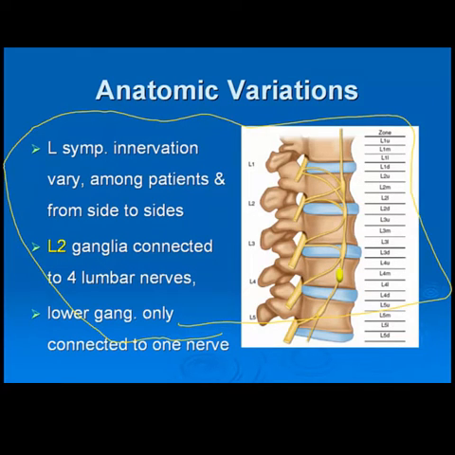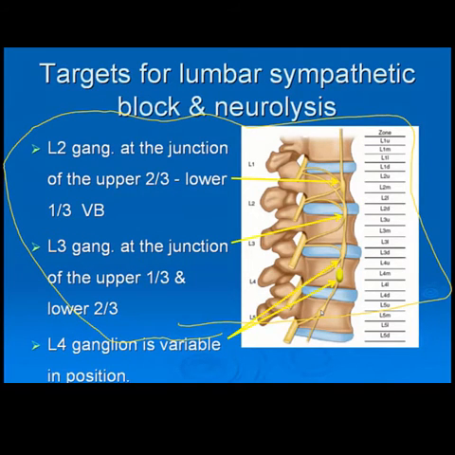The L2 ganglion is connected to the 4 lumbar nerves, while the lower ganglions are only connected to a single lumbar nerve. So as you can see here, this L2 lumbar ganglion receives connections from many nerves, from L3, L2, and L1, and sometimes from L4. While each sympathetic ganglion from L3, L4, and L5 only receives a single innervation from the nerve root.